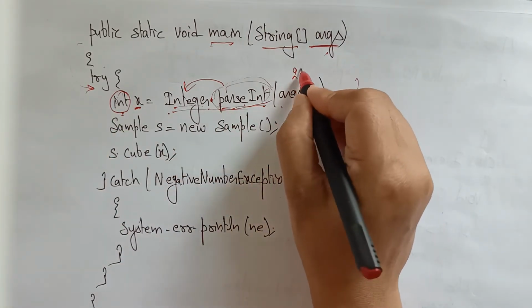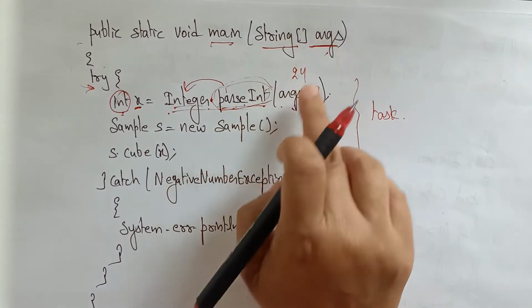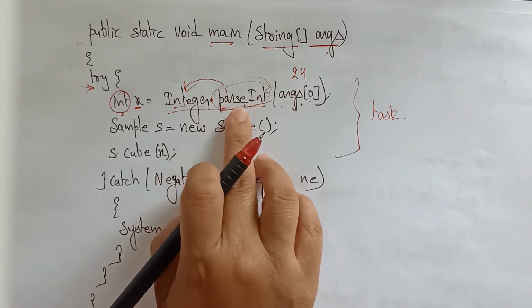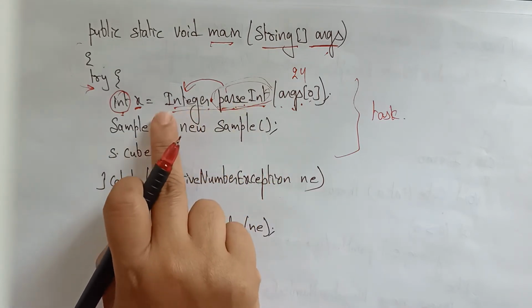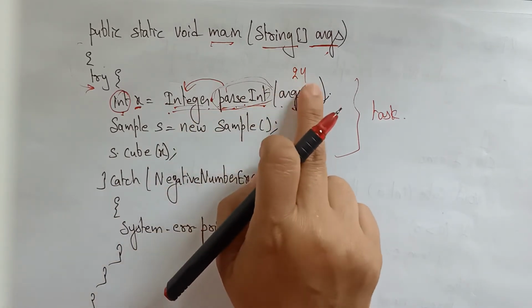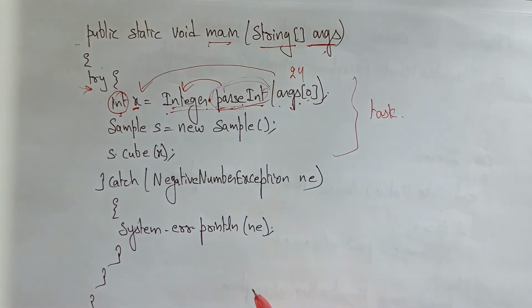Suppose you entered the number 24. So 24 is an integer but the argument is of string type. So convert it by using parseInt. The parseInt is a method which is present in the Integer class. So Integer.parseInt(args[0]). So that 24, whatever you entered at the command prompt, will be stored in x.